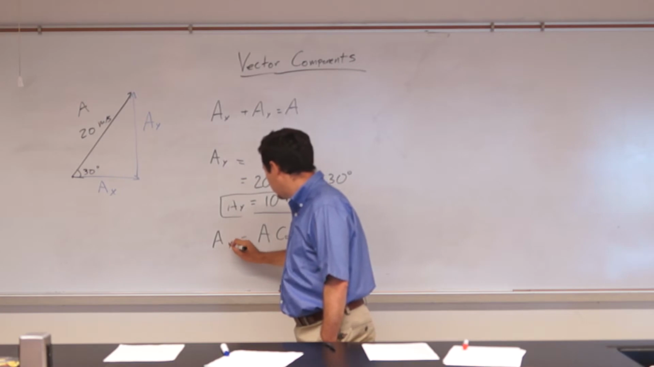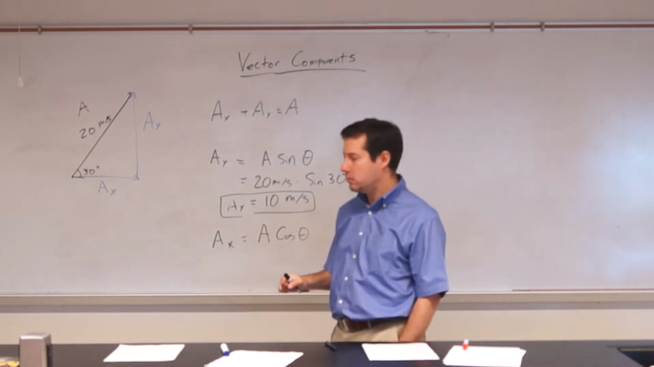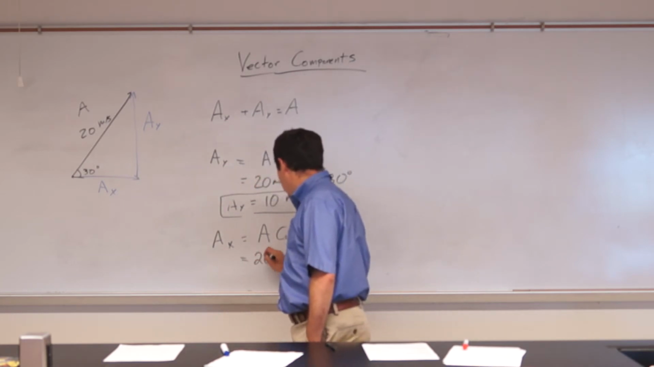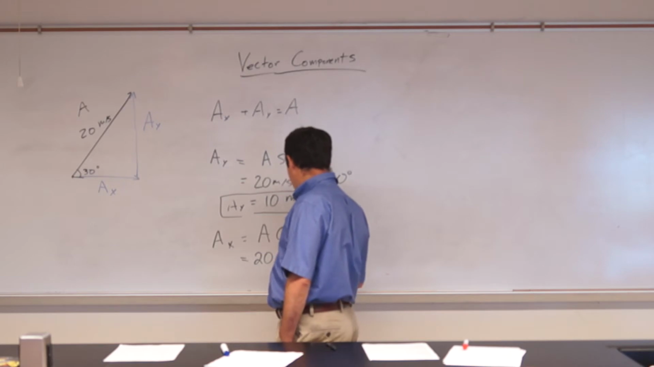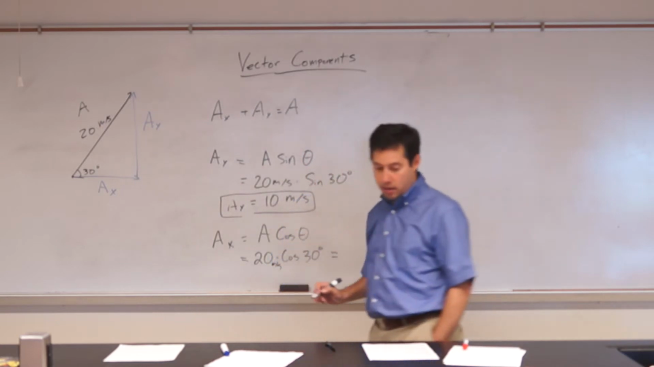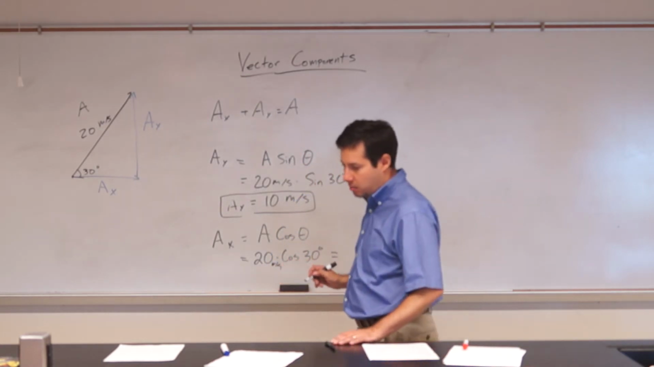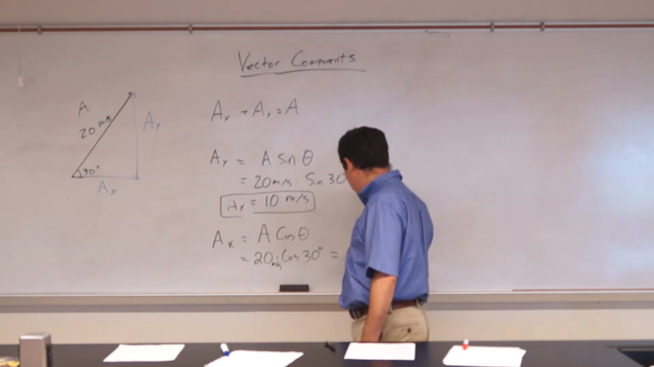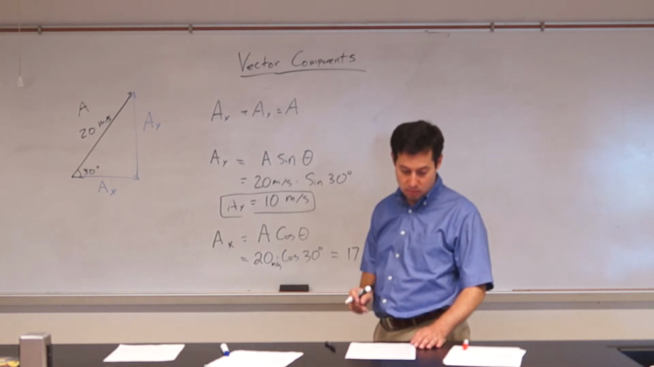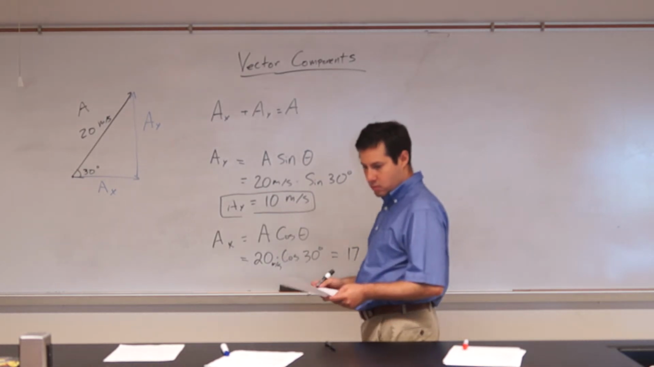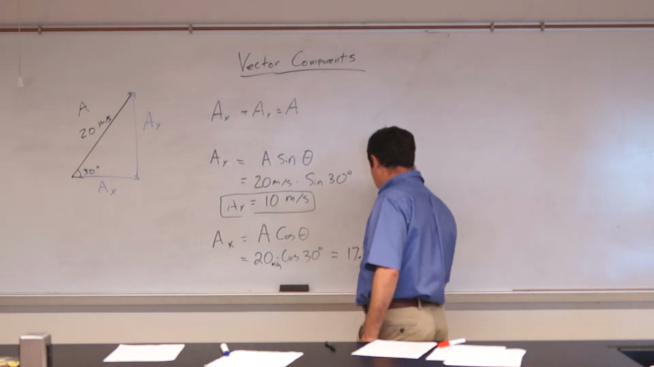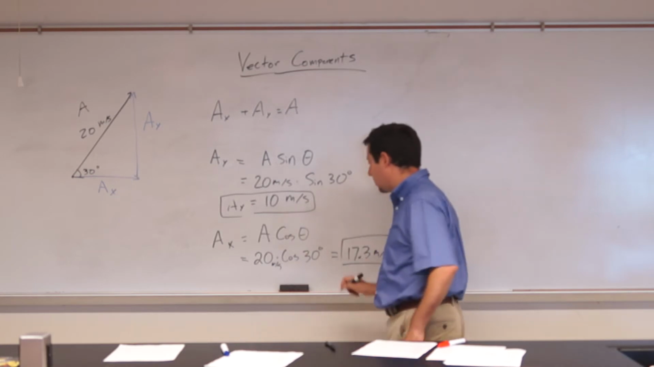A sub x is a cosine theta, and that means that is 20 times cosine of 30 degrees, meters per second. So that is going to be, let's see if I can remember my math, 8.66 times 2, so 17.3 meters per second. Wow. Okay.